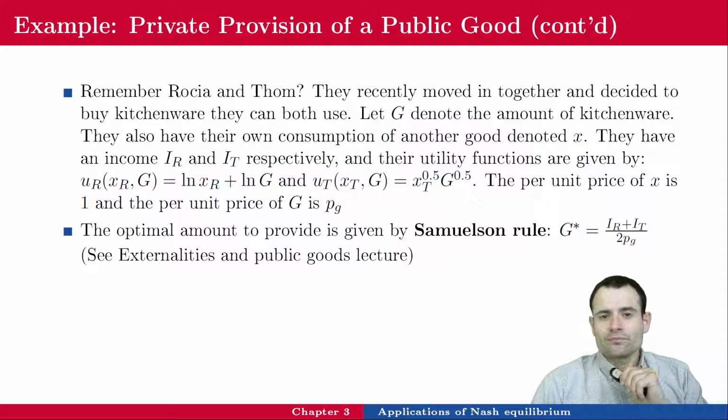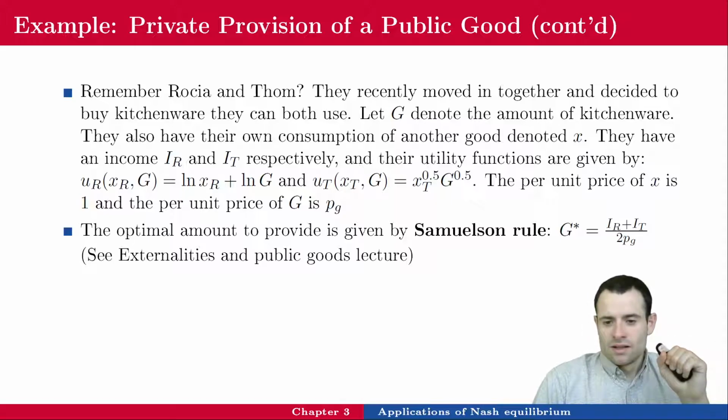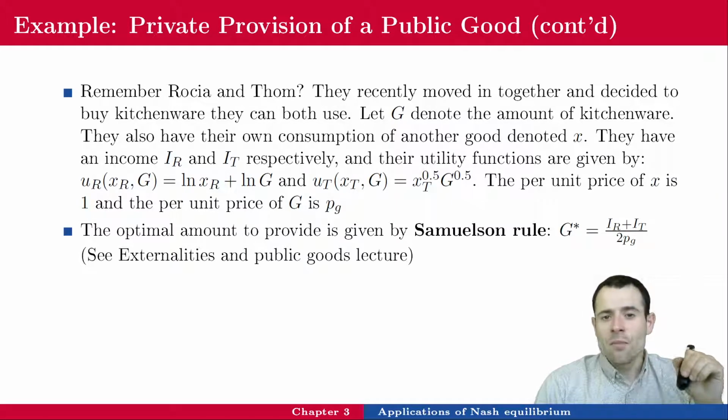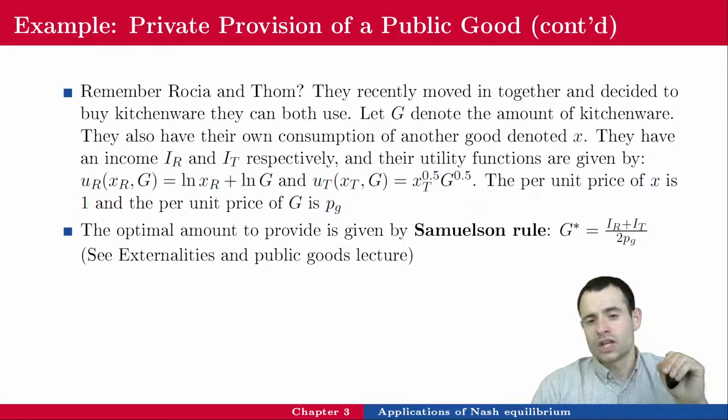Now, this Samuelson rule tells us what is efficient, but doesn't tell us how we're going to get there. It doesn't tell us in real life how things are going to happen, what kind of rule both Rosia and Tom will agree upon to purchase the kitchenware.